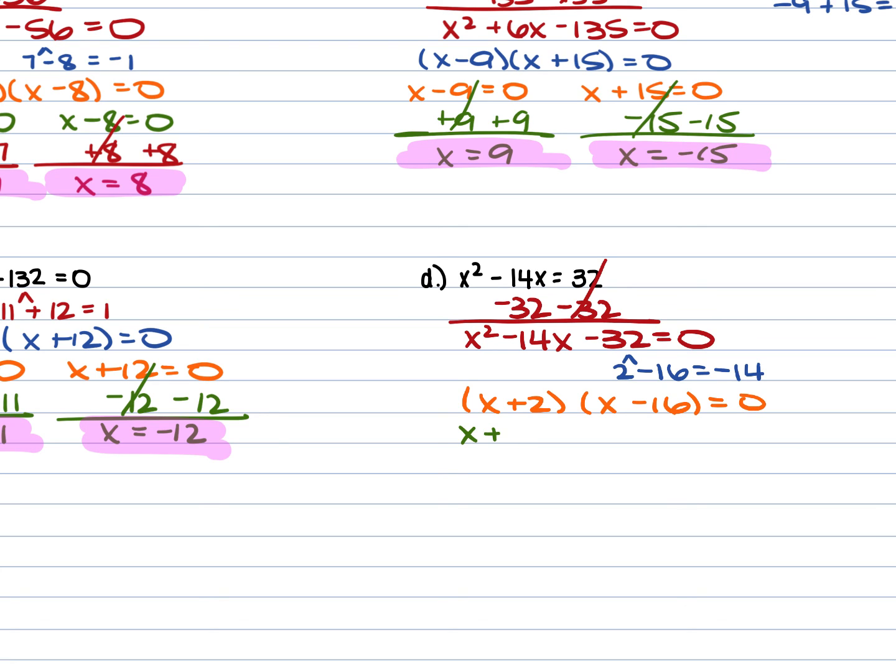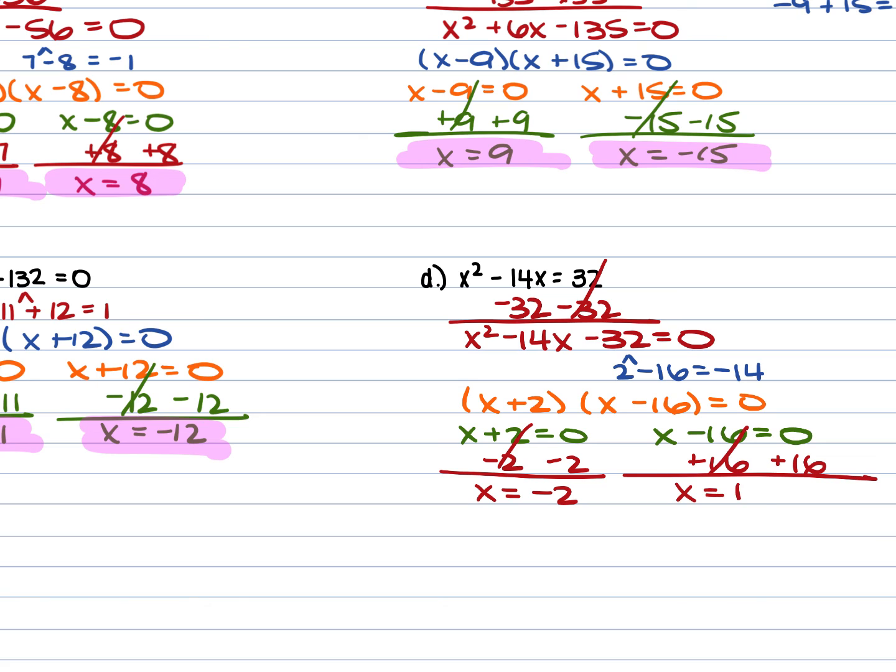We set each of these equal to 0. So x plus 2 is equal to 0. X minus 16 is equal to 0. For the x plus 2 is equal to 0, we subtract 2 from each side and get that x is negative 2. For the x minus 16 is equal to 0, we add the 16 to both sides, and we get that x is equal to 16.